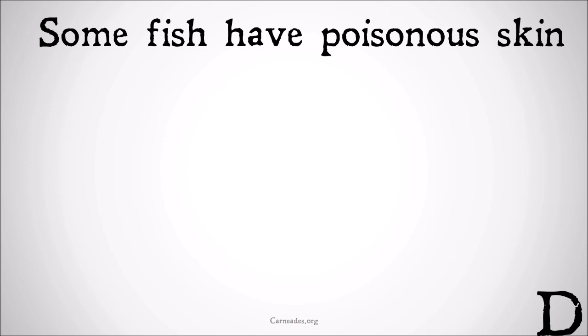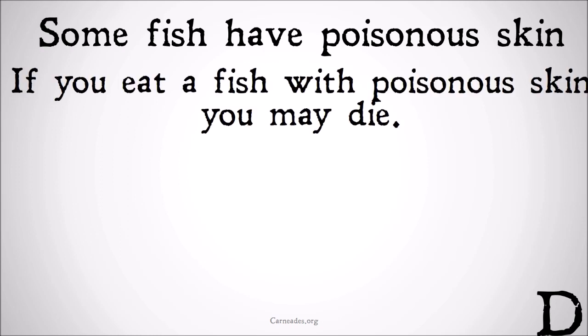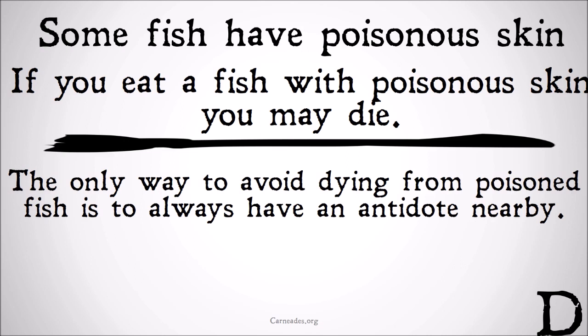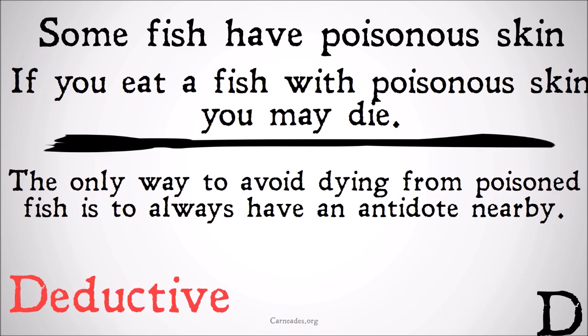And finally, some fish have poisonous skin. If you eat a fish with poisonous skin, you may die. Therefore, the only way to avoid dying from poisoned fish is to always have an antidote nearby. It's a deductive argument, but it's an invalid argument. It's possible that there's another way to avoid dying from poisonous fish, namely not eating the poisonous fish. And the second premise even says that you're not necessarily going to die if you eat a fish with poisonous skin. So there's a few problems there.